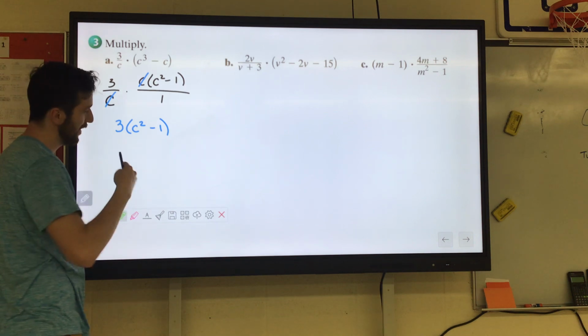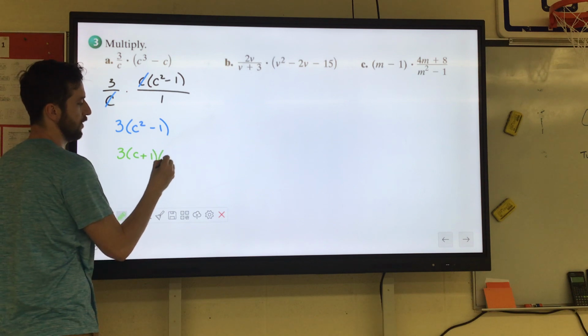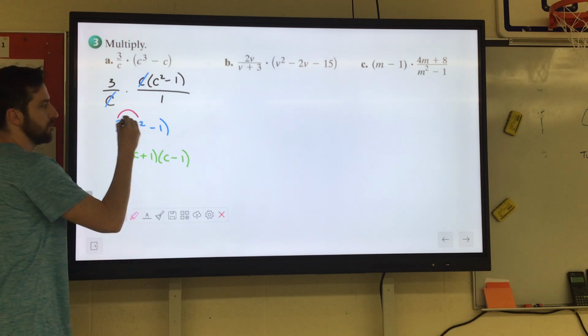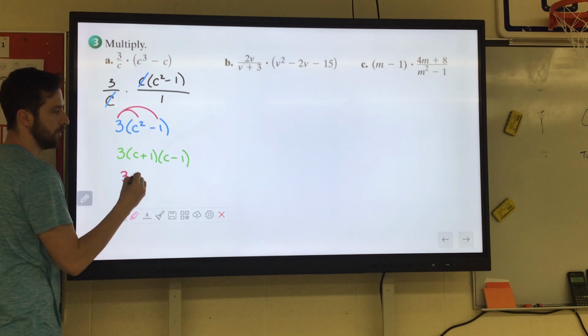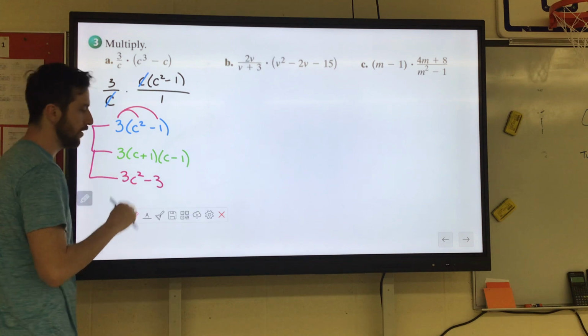Now I will say that can still be factored into c plus 1 times c minus 1. Both of those answers would be fine. Or if you wanted to multiply in the 3, make it 3c squared minus 3. All 3 of these answers are good to go.